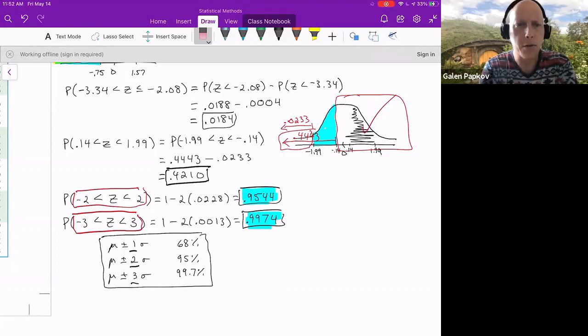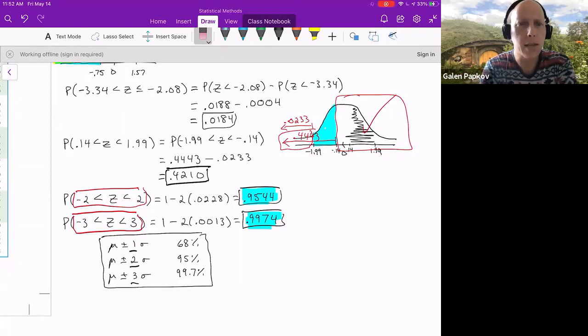For the next one, the area between two positive z-scores, I did subtraction again, but here by symmetry, I know that area is going to be the same as the area between the negative values. And when you negate, you also flip them. So while 1.99 was the larger positive value, negative 1.99 is the larger negative value. So it should be on the left side. And then just like I did in the first one, I did a subtraction of the corresponding probabilities and got 42.1%.